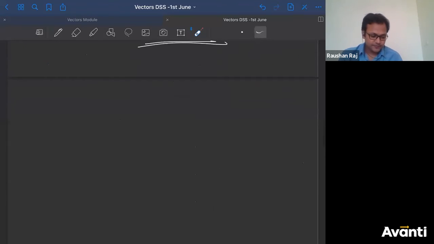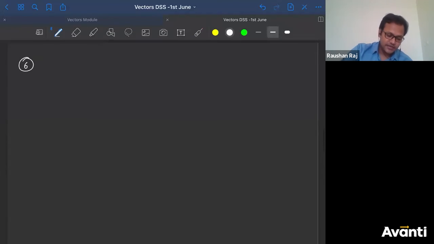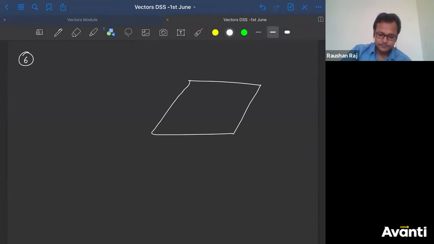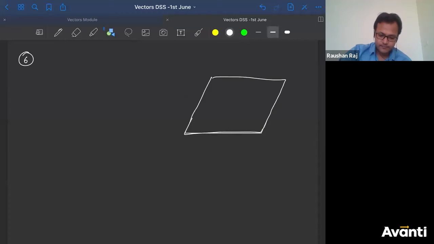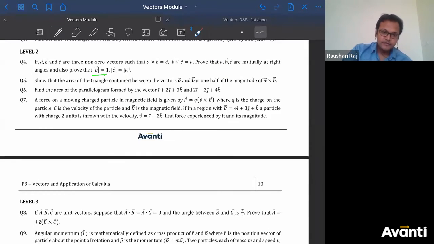Similarly, if I ask you to find area of parallelogram, क्या पूछा गया आपसे? Find out the area of parallelogram. See, question number 6. Find the area of parallelogram formed by these two vectors. So first I'll find the formula, then I'll try to get the answer.